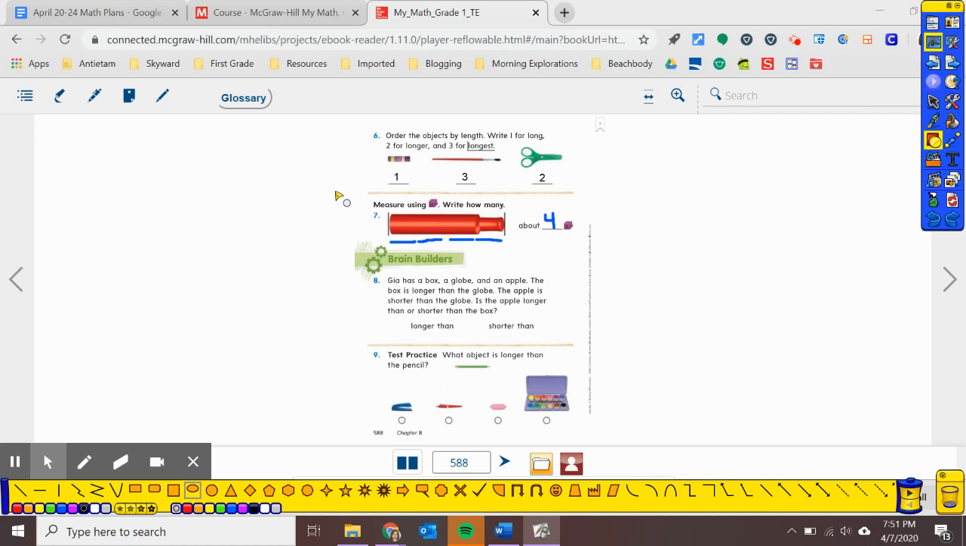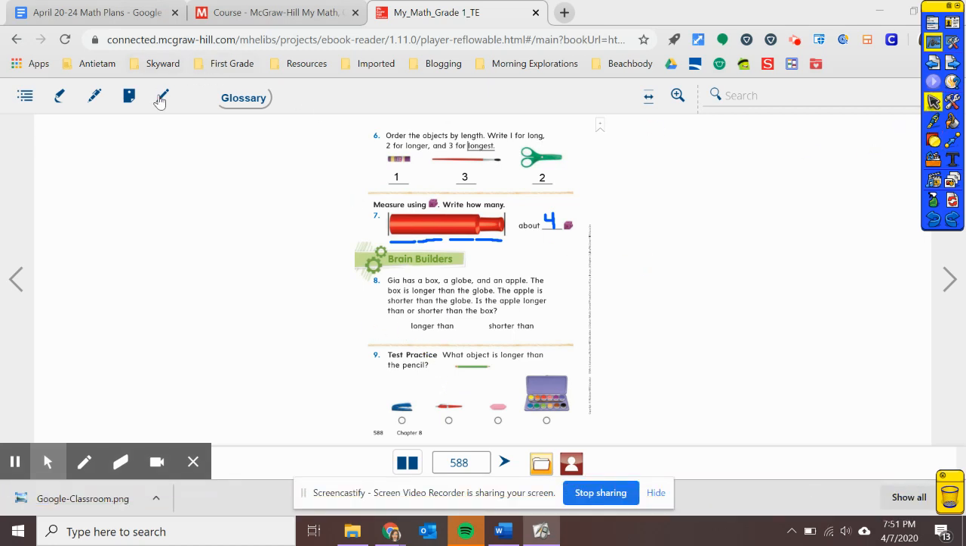All right, now we are looking at number 8. And number 8's a word problem, so we're going to get ready to look at some information. So number 8 says, Gia has a box, a globe, and an apple. The box is longer than the globe. The apple is shorter than the globe. Is the apple longer than or shorter than the box?